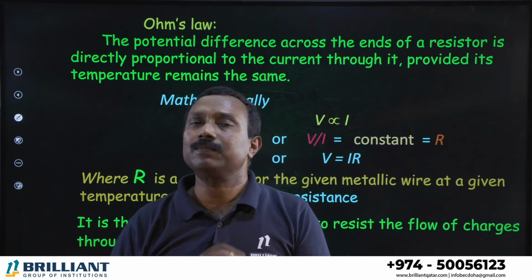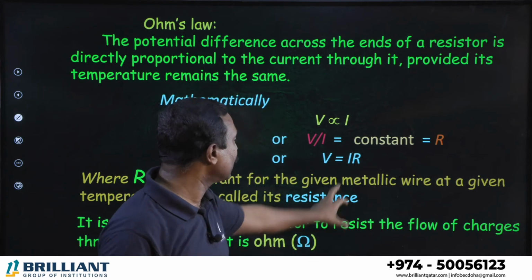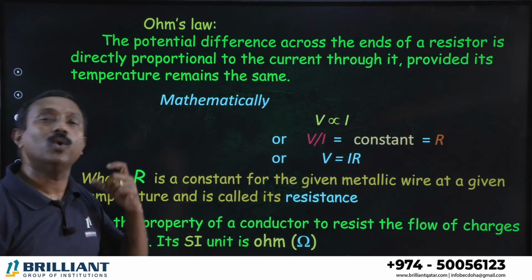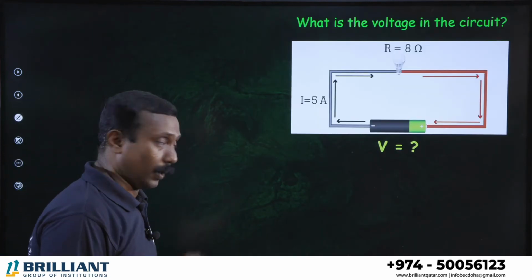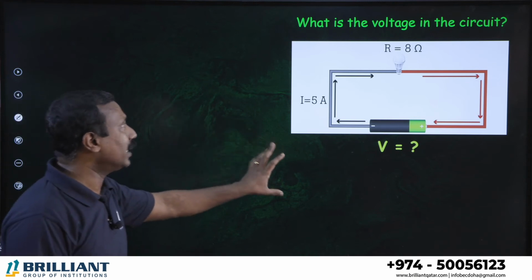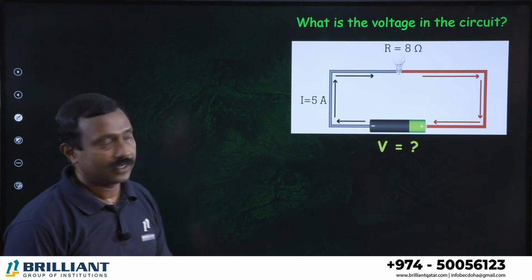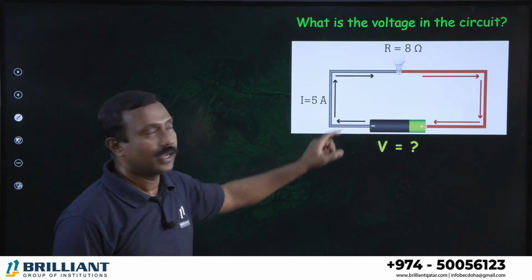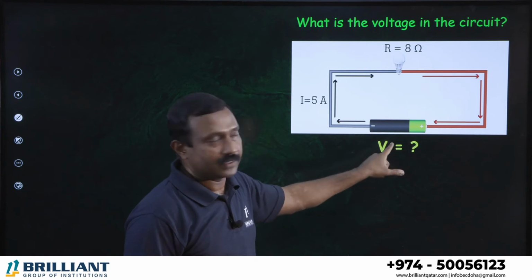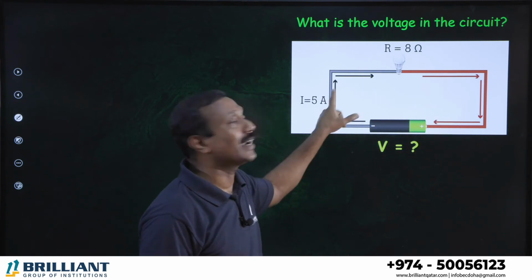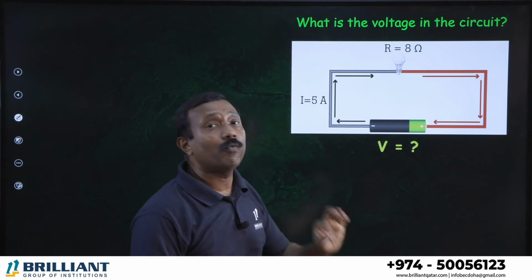If you got that concept very clearly, we can do some numerical questions using this relationship V is equal to IR. So this is the first question I am giving you from Ohm's law. Everybody can see the question here: what is the voltage in the circuit? We can see a circuit here, right? In this circuit, an electric lamp and a cell are connected, and both are connected with some connecting wires. So the question given here is to find out the voltage.